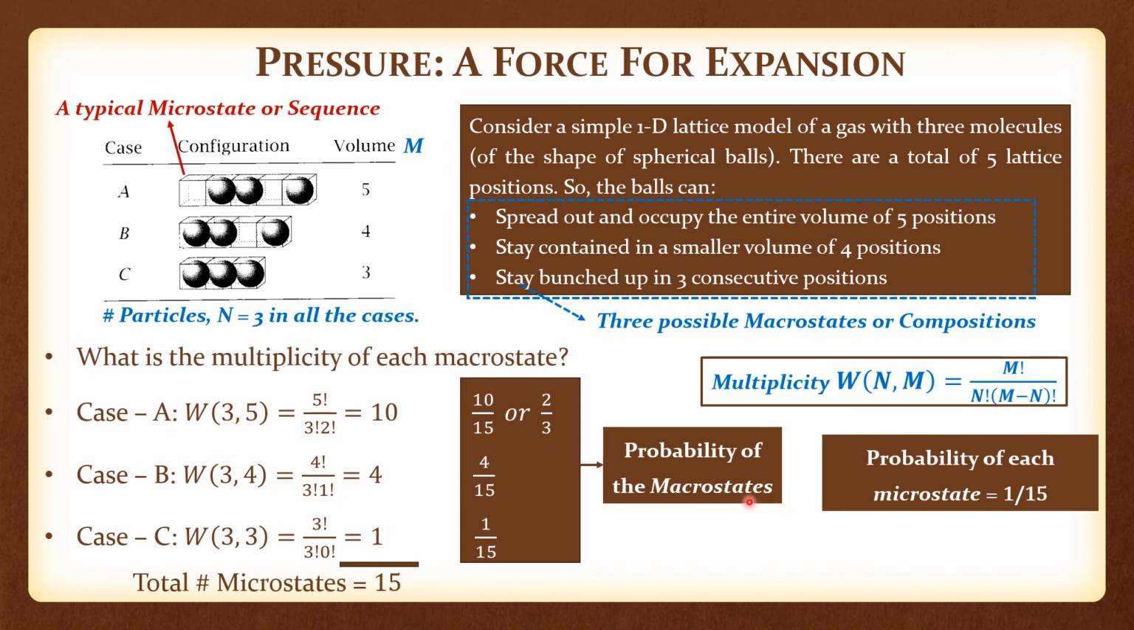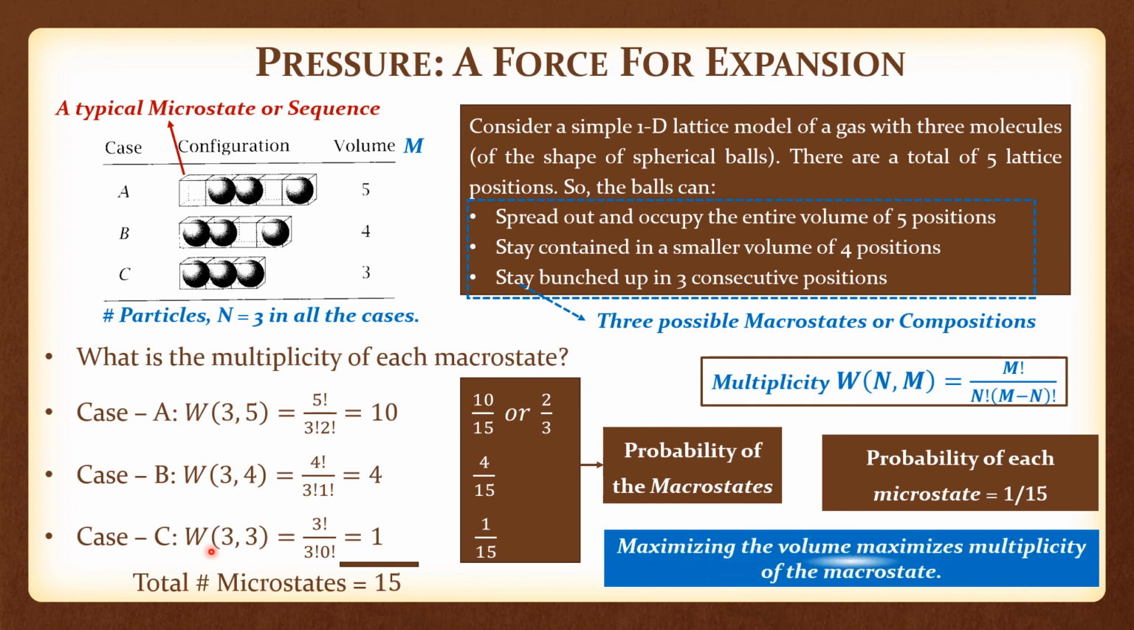Now, what are the probabilities of the macro states? If you look at it, the probability of this macro state where you have maximum volume is 10 over 15 or 2/3. Whereas the probability of the second macro state, with one less volume, is 4 over 15, and the probability of the macro state where you have all 3 balls in just 3 lattice sites and the volume is simply 3 is 1 over 15. There is only one microstate and only one macrostate corresponding to this, right?